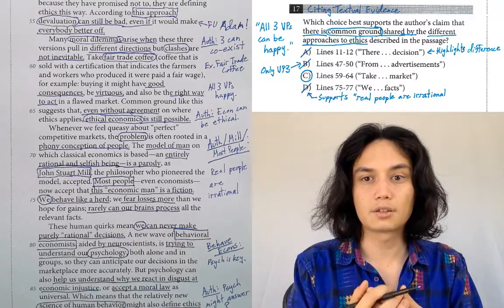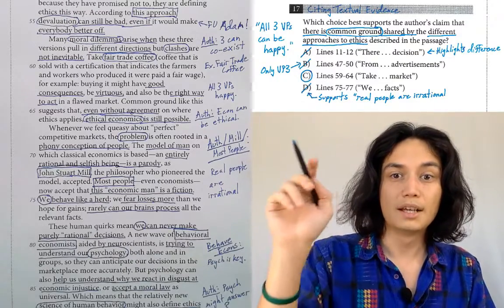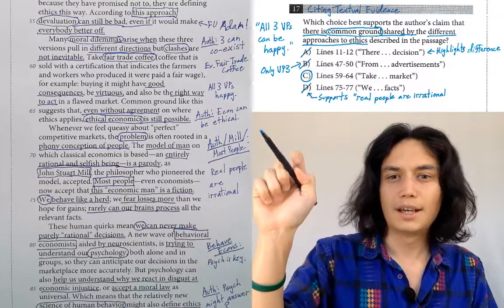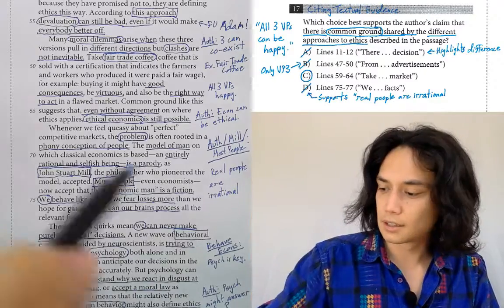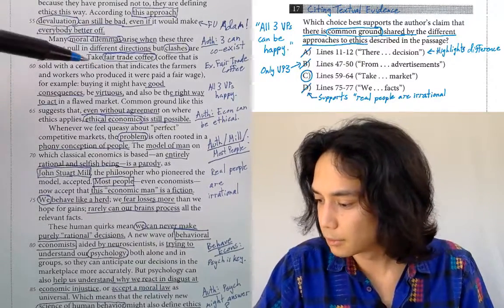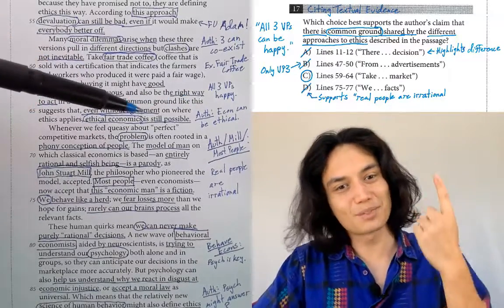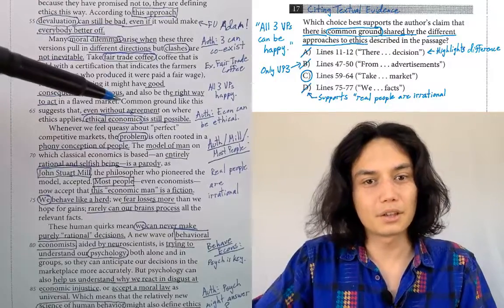Common ground like this suggests that even without agreement on where ethics applies, ethical economics is still possible. He's literally saying there's common ground. And actually, this is interesting. This sentence, common ground like this, where is it? Oh my god. Come on, here we go. Common ground like this kind of points its way upward, right? Common ground like this. Like what?